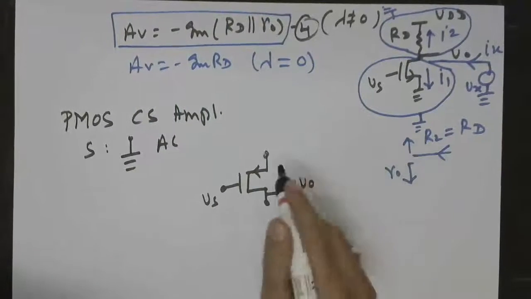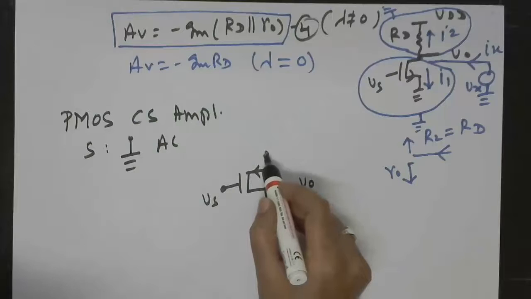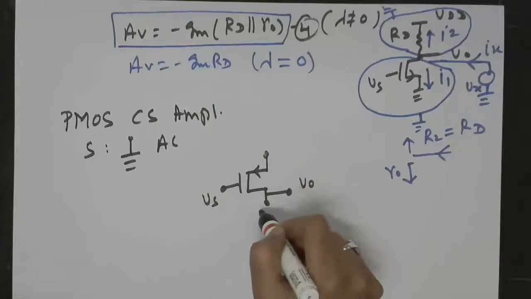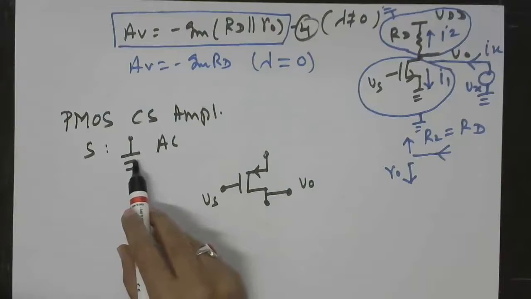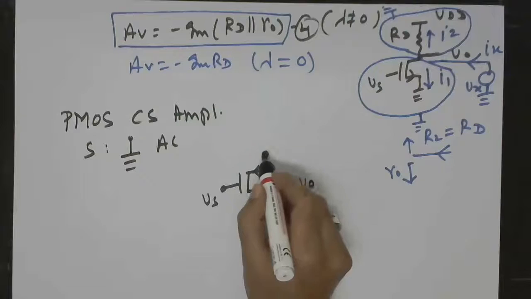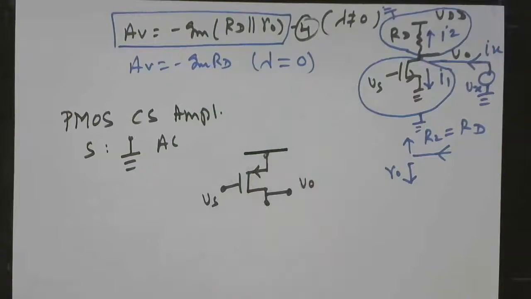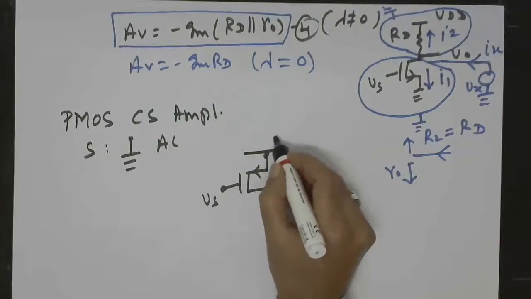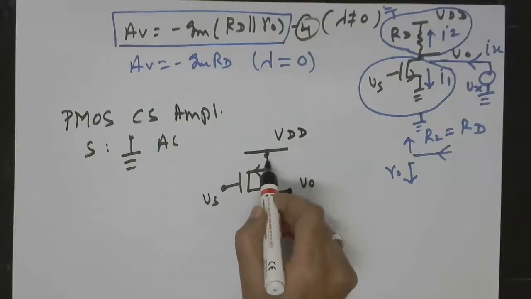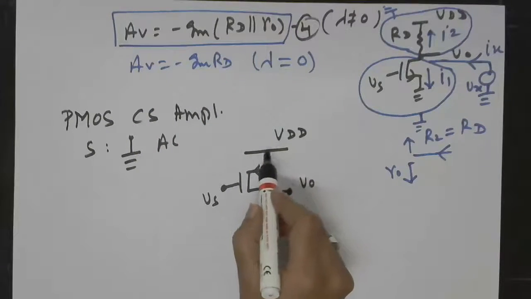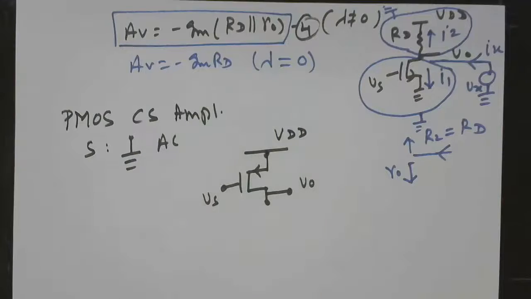So that can be done. There is one requirement that the source should be at a higher voltage compared with the gate and drain, and at the same time it should be AC grounded. That means its voltage should not change with time. This can be very easily fulfilled if we connect the source directly to the DC VDD. So now you can see that both requirements, that the source is at a higher voltage and that the source voltage does not change with time, are fulfilled here.